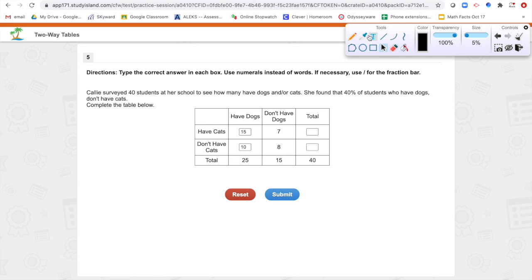They all have to add up to the total as well. So 10 plus 8 is 18. 15 plus 7 is 22. And then if you look vertically at the totals, 22 plus 18, that ends up being 40. So everything adds up to what it needs to be. So moving on to the next question.